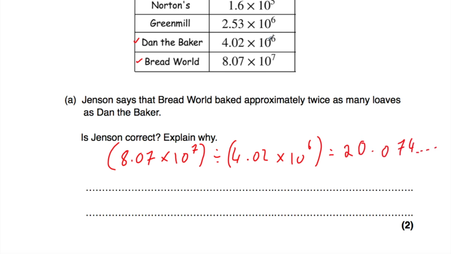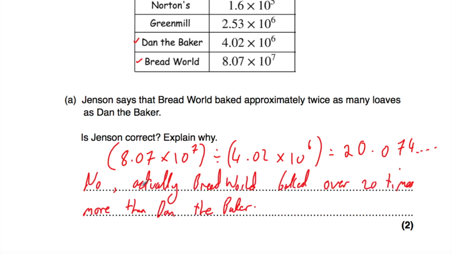20.0746, and so on. It's actually a lot more than twice as many loaves. It's actually just slightly over 20 times as many loaves. So Bread World baked over 20 times as many loaves of bread as Dan the Baker. So is Jensen correct? No. And I've just explained that no, actually Bread World baked over 20 times more than Dan the Baker, not twice as many. Okay, and then part B.